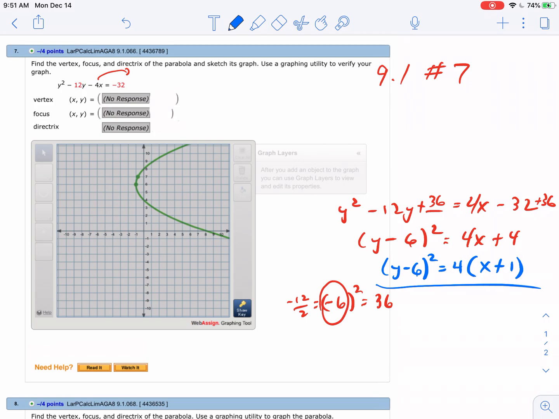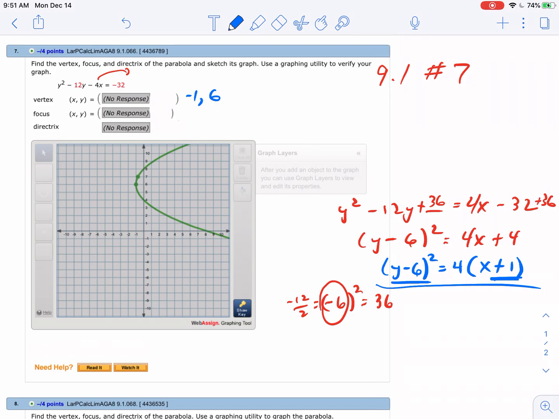Now, when we go to do the vertex, we have to be careful. Grab the x first. And so remember, we see a plus 1 with the x, so that will be a negative 1. And then we do the y, which would be 6. So when you look at the standard form, the opposite is going to be your vertex in the parabola, the center for those other graphs you're doing.